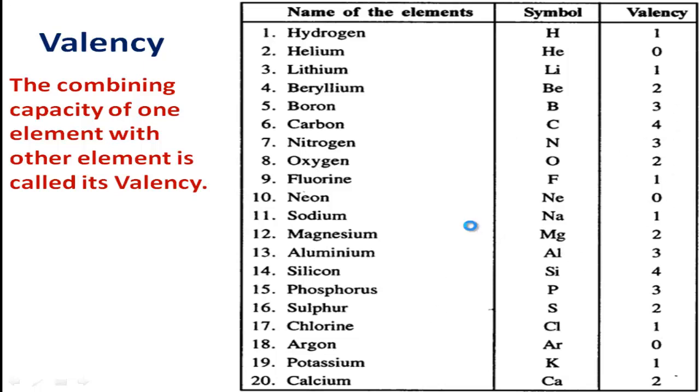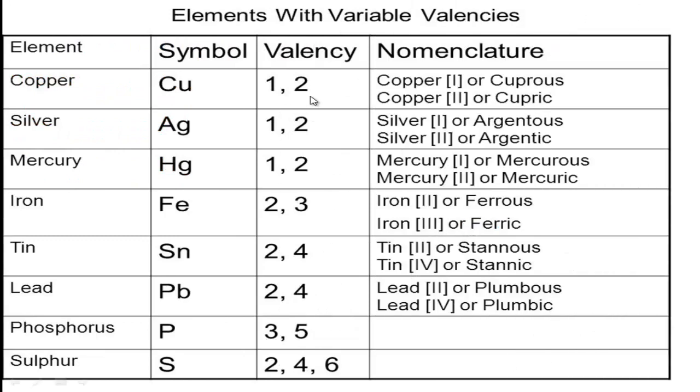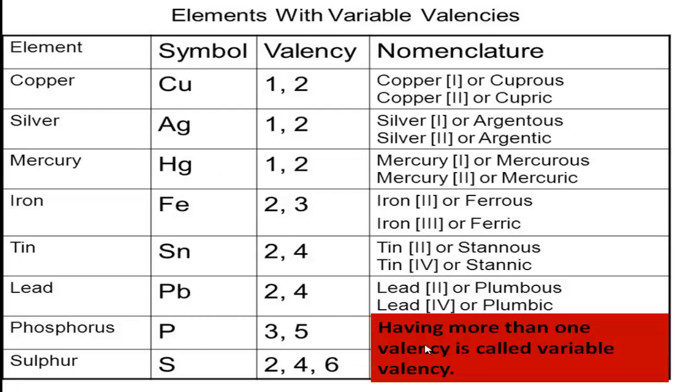Also, some elements have more than one valency, and these valencies are called variable valency. For example, copper has 2 valencies, 1 and 2. Silver has 2 valencies, 1 and 2. In this way, some elements have more than one valency. So you have to memorize these valencies also, and they are called variable valency. So how can we define variable valency? Having more than one valency is called variable valency.